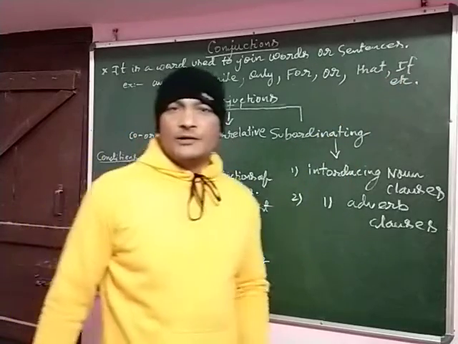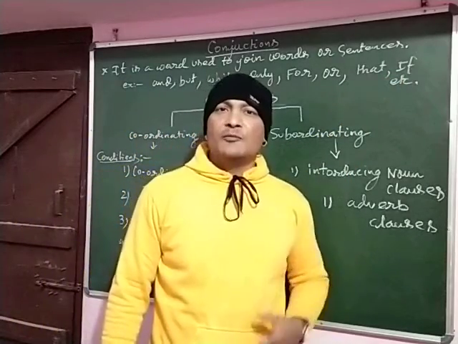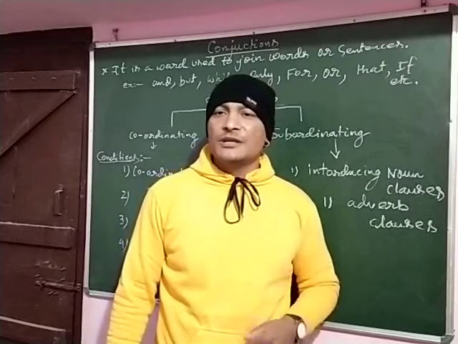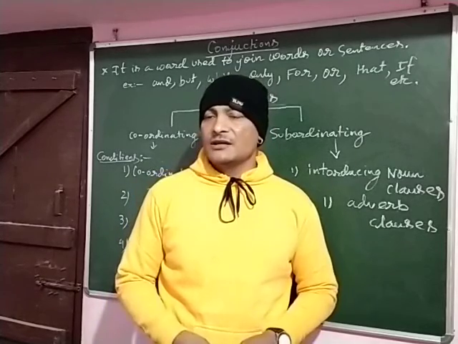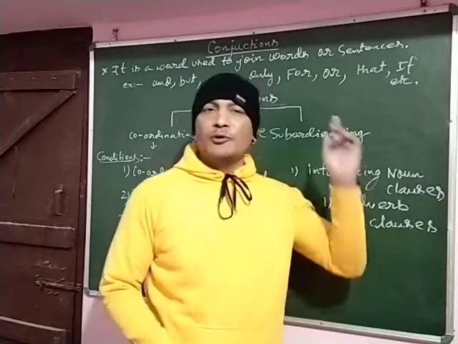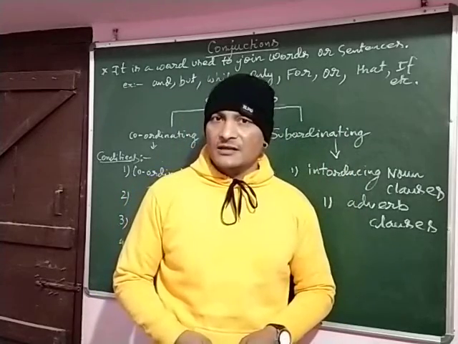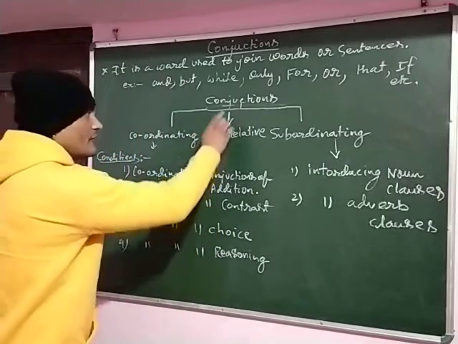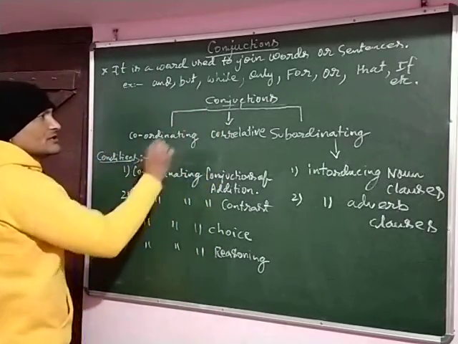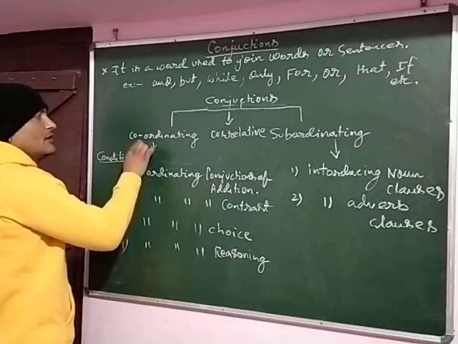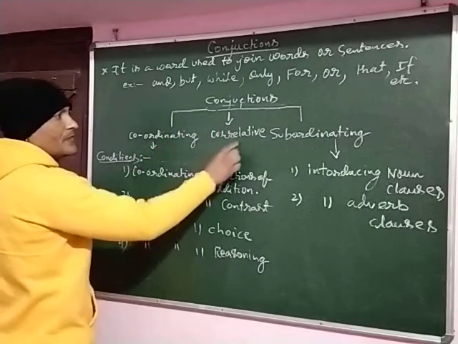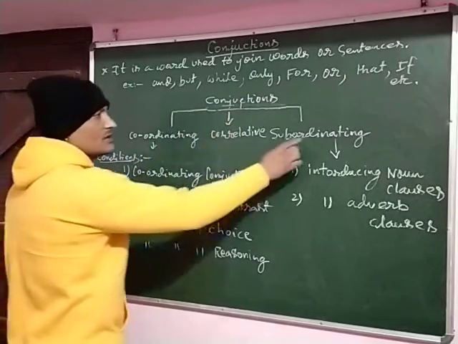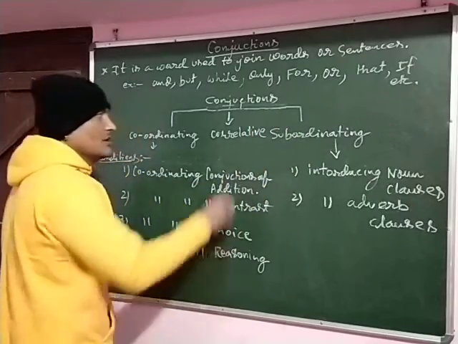There are several words, and we cannot use these words in the same type of sentences. That's why we have classifications of conjunctions. The classifications of conjunctions are coordinating conjunctions, correlative conjunctions, and subordinating conjunctions.